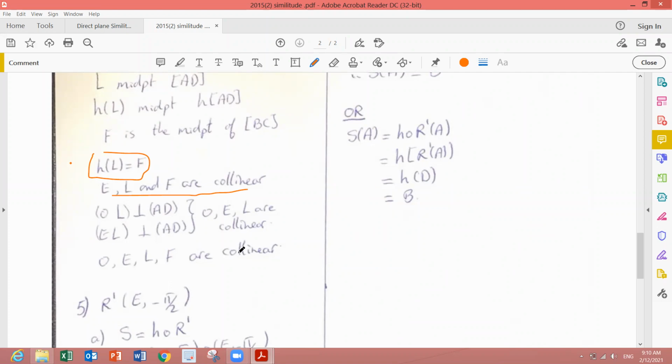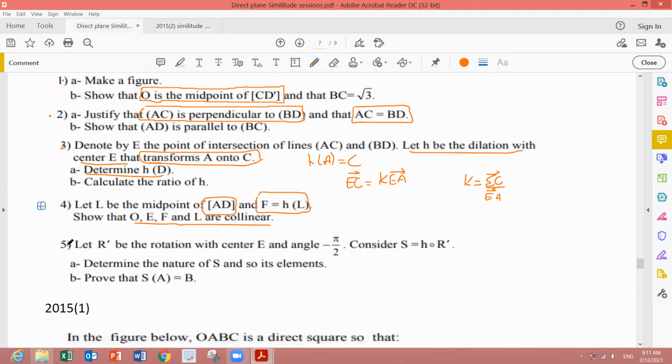Done stage. The last part, part 5. Let R prime be a rotation with center E and angle minus pi over 2. Consider S equals H round R prime. Determine the nature of S and its elements.